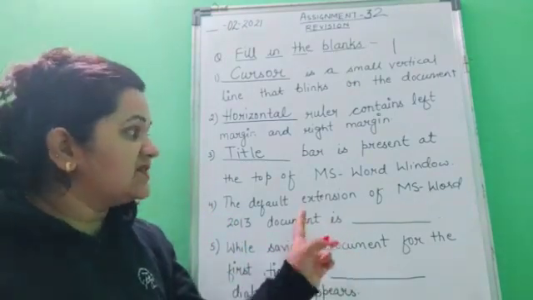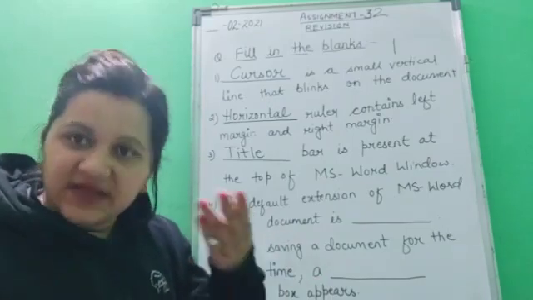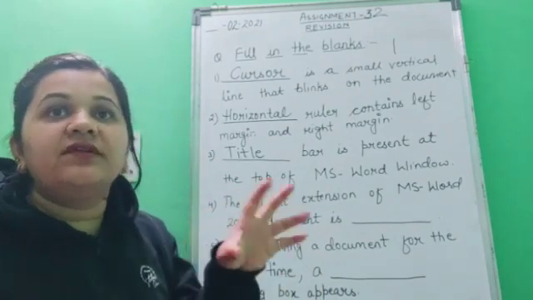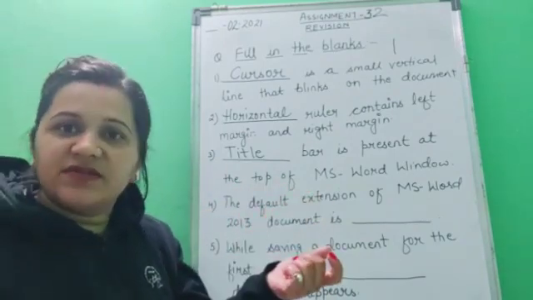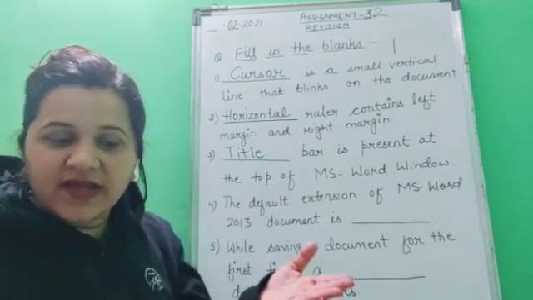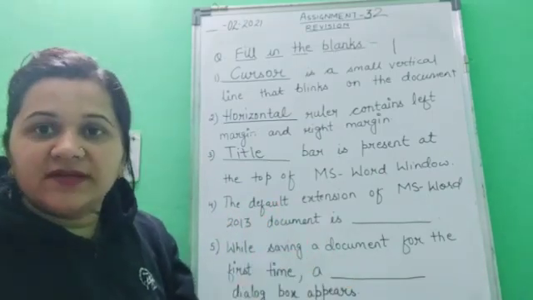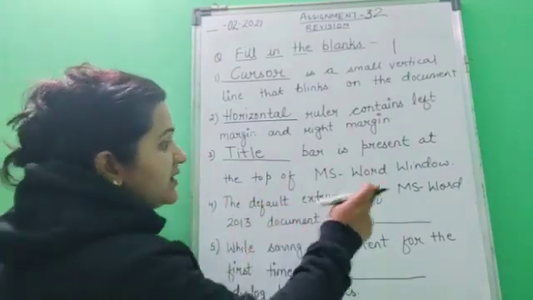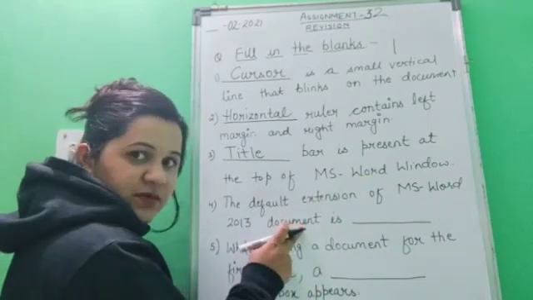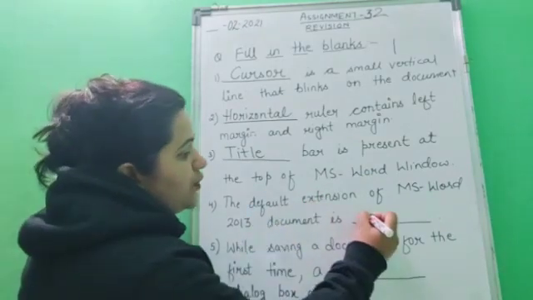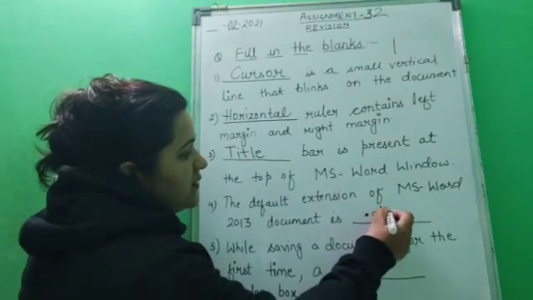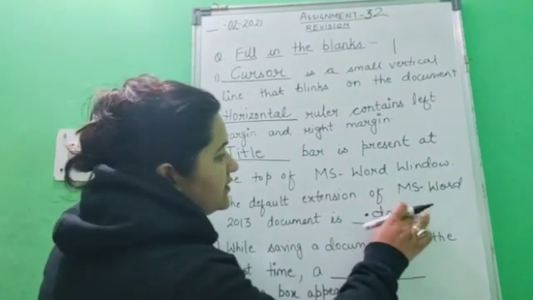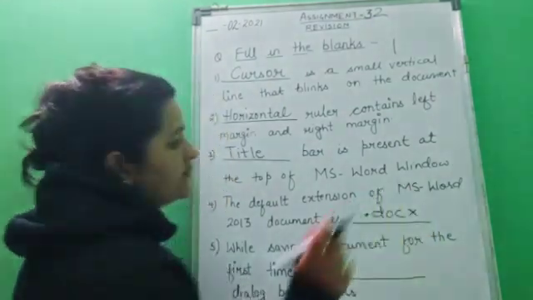That extension tells us what kind of file we are saving. With the help of extension, we come to know what kind of file it is, whether it is an image file, an audio file, or a document file. So when we save a file in MS Word, the extension is .docx, or you can write it down like this.